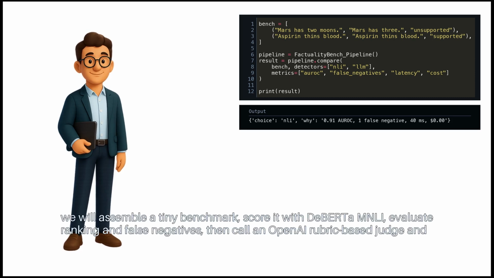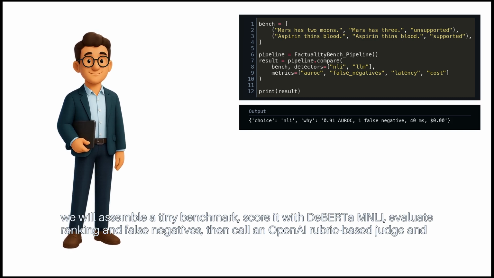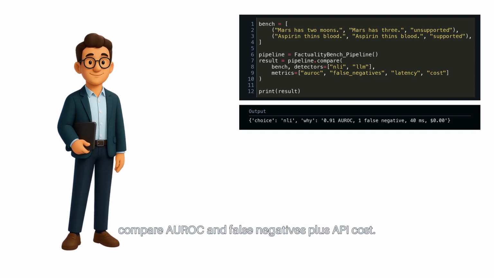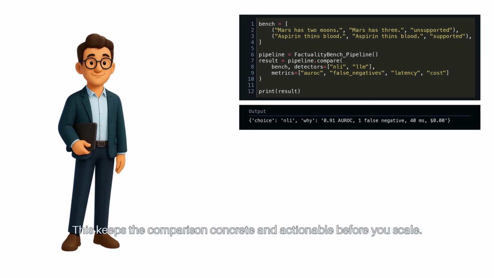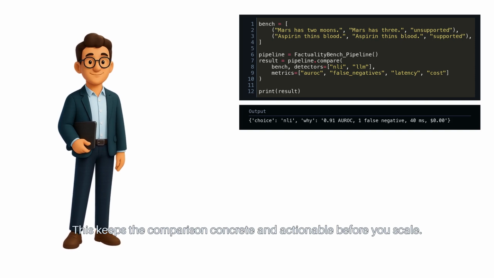Project preview. We will assemble a tiny benchmark. Score it with DeBERTa MNLI. Evaluate ranking and false negatives. Then call an OpenAI rubric-based judge and compare AUROC and false negatives plus API cost. This keeps the comparison concrete and actionable before you scale.